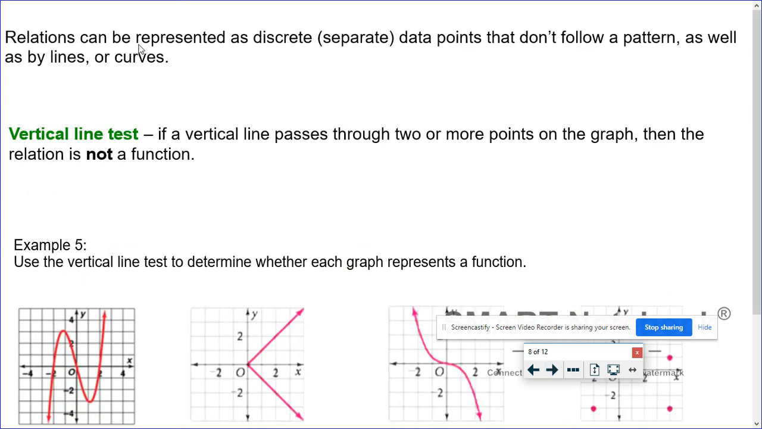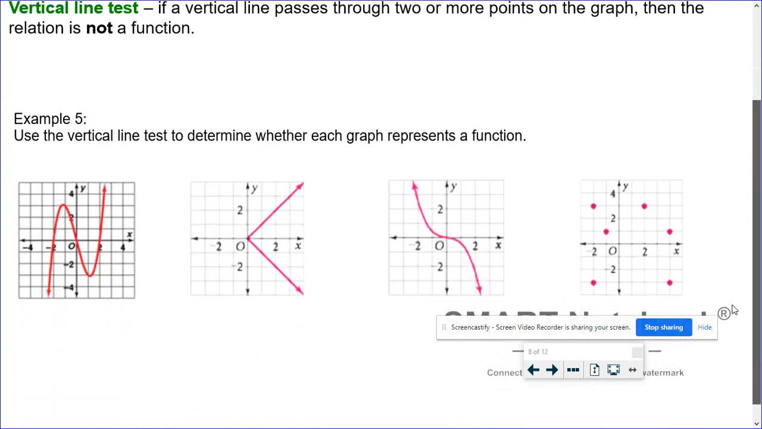Relations can be represented as discrete data points that don't follow a pattern, as well as by lines or curves. So what we've looked at so far is discrete data points, just like a collection of ordered pairs. But relations can also be lines or curves. A vertical line test is what you would look at if you were just given a graph. The vertical line test states if a vertical line passes through two or more points on the graph, then the relation is not a function. Essentially, comparing that to the mapping diagram that we just talked about, a function that has an element in the domain that has more than one arrow coming out of it would fail a vertical line test because a vertical line would touch those two places.